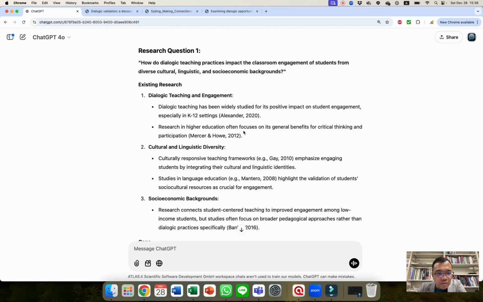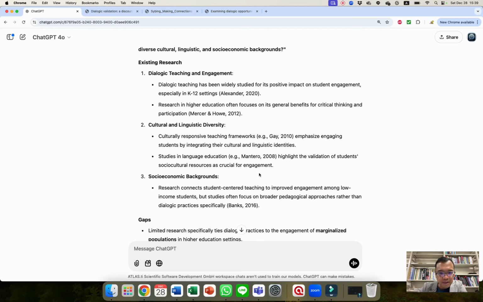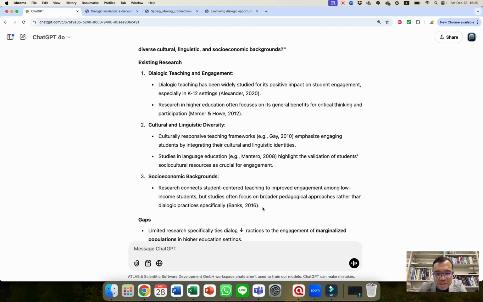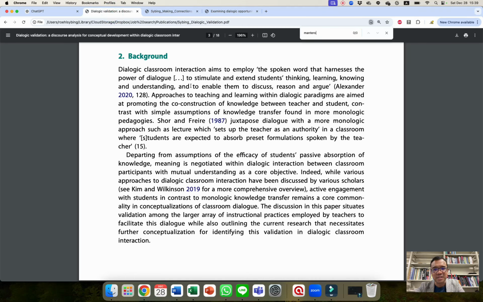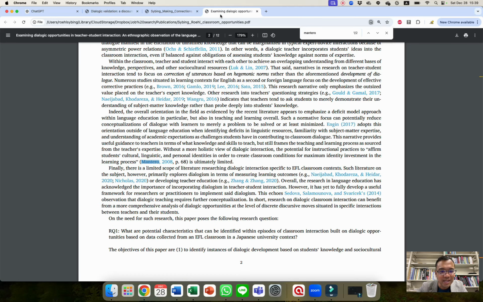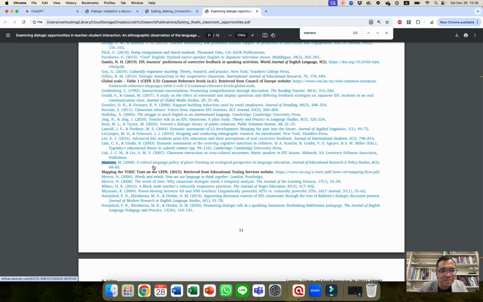So what is the existing research? Taking research from Alexander and Mercer and Howe. These are important scholars in dialogic interaction. Gay and Montero. Now, what I'm thinking is that these sources are based on the sources that I have cited in these 3 papers. So, for example, Montero, is it here in validation? Let's see if I could search Montero. It's not in here, or in here. There we go. It does exist in one of my papers.